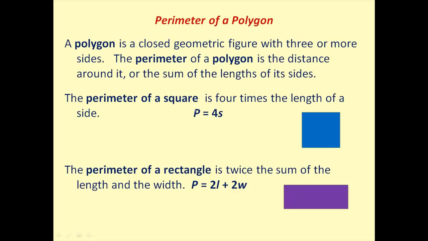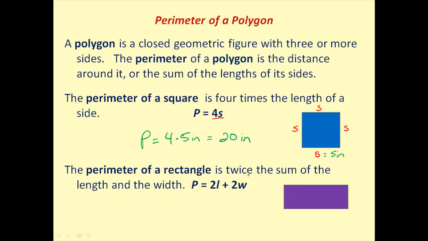The perimeter of a square is 4 times the length of a side. So for example, if I call this side length S, that means all of them would have to be length S. If we find the sum of these four sides, it would be equal to 4s. So if we knew the length of one of the sides was equal to 5 inches, they would all be equal to 5 inches, and the perimeter would equal 4 times 5 inches, which would give us 20 inches.